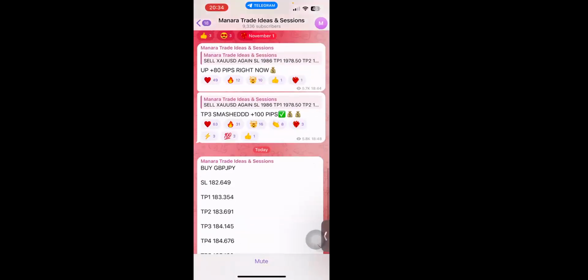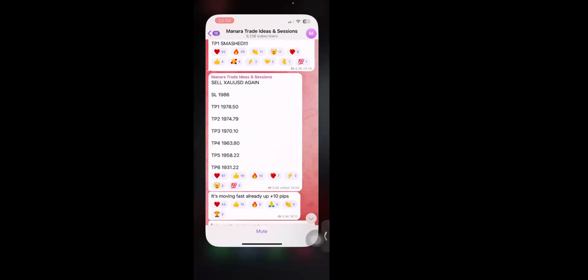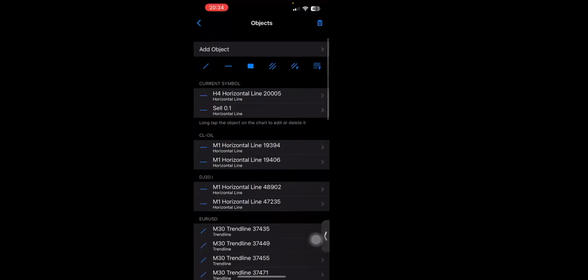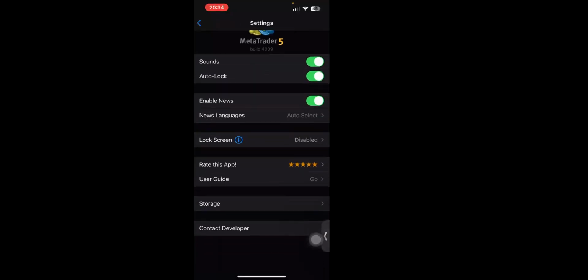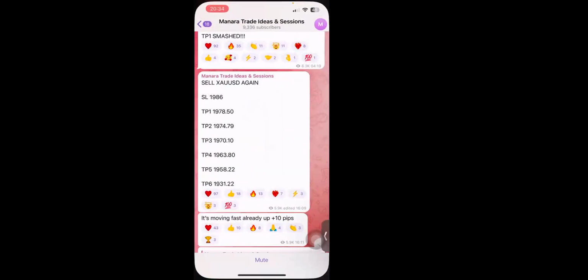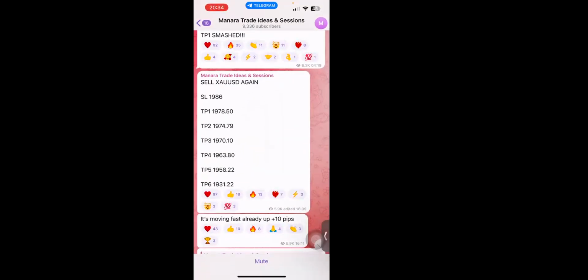Okay, cool. Let me say again one more time. I want you to look at the entry point. I'm just going to use an example, XAU USD. Sell XAU USD from 1986. Okay, this is perfect. Where's the price labels? Settings. Wrong one. I'll just go over here. Okay, cool. Sell XAU USD. 1986 is the stop loss.